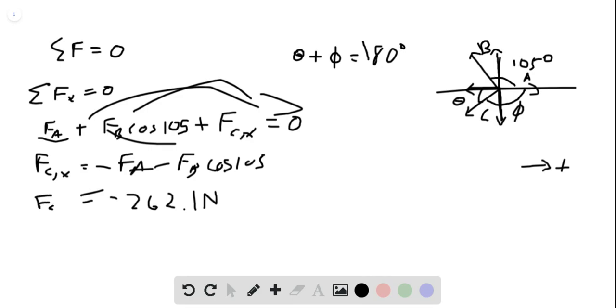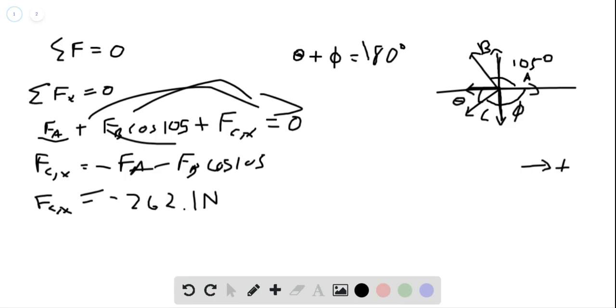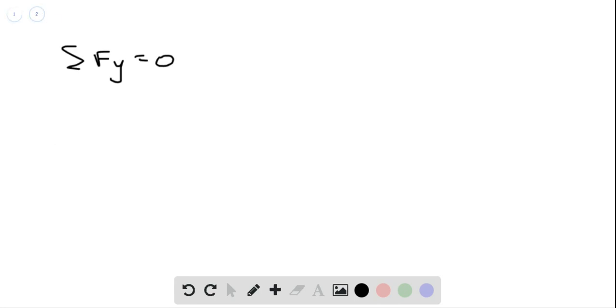So we have FCX. Now, keeping this picture in mind, I'm just going to open a new page and do the y there, the sum of the forces in the y. This one's easier, only 2 components, right? Because we have the up from B and the down from C. So we're going to say FB, and now since we're dealing with y, we want to use sine instead of cosine. So FB sine of 105 plus FCY.